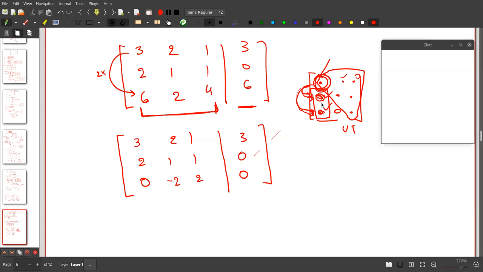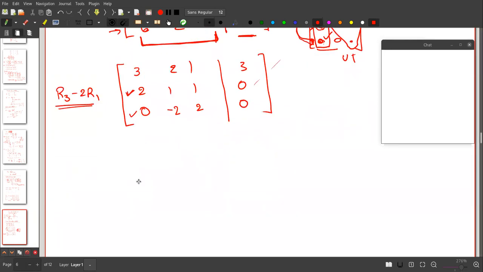R3 minus 2R1. Yes, Tanya. As Tanya said, the operation was R3 minus 2R1, so we can use this notation. Thank you, Tanya. So we do 3 into 2 minus 6 to make it 0. Yes, Shivani. We have taken this row and subtracted 2 times the first row, so we have made this element 0. Now we have to make this element 0.